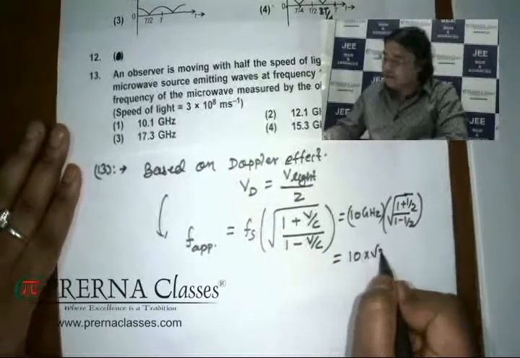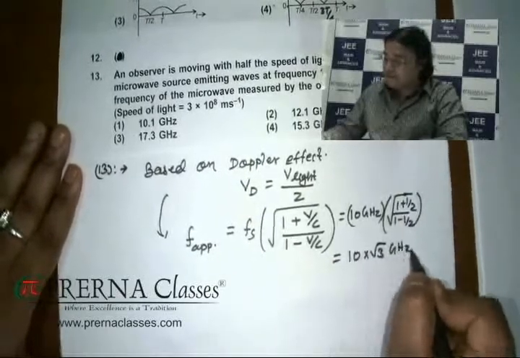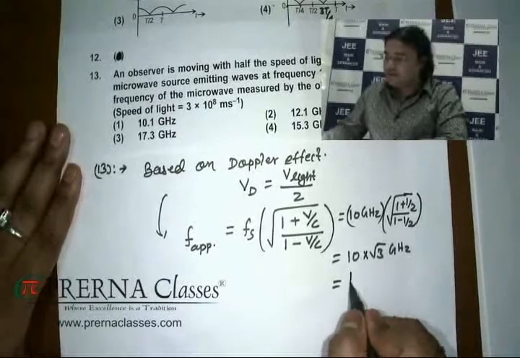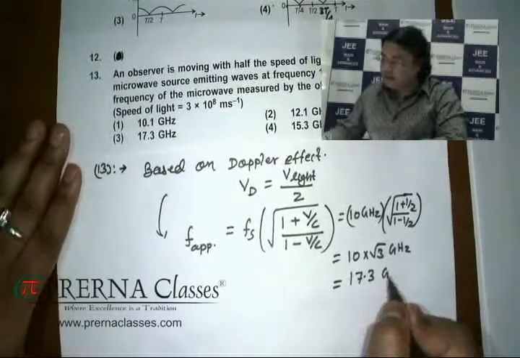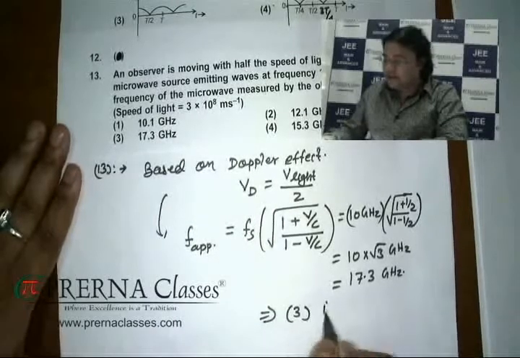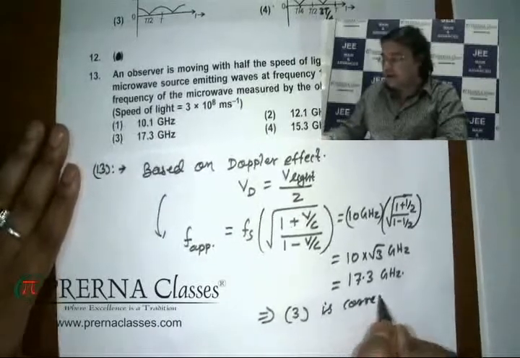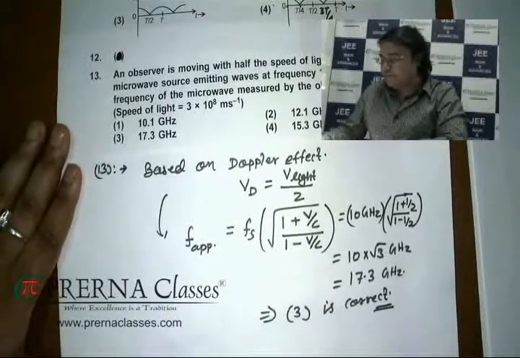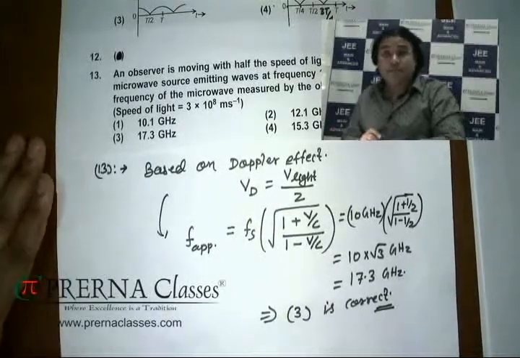If we put the value here, it comes 10 gigahertz into 1 plus half divided by 1 minus half. Clear? On solving, it is 10 root 3 gigahertz. So the correct expression will be 17.3 gigahertz. That implies option 3 is correct.